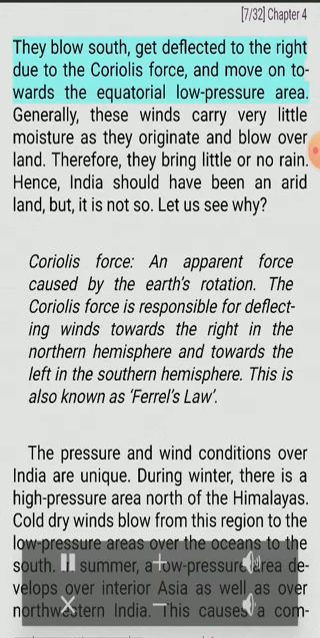They blow south, get deflected to the right due to the Coriolis Force, and move on towards the equatorial low-pressure area. Generally, these winds carry very little moisture as they originate and blow over land. Therefore, they bring little or no rain. Hence, India should have been an arid land, but it is not so.